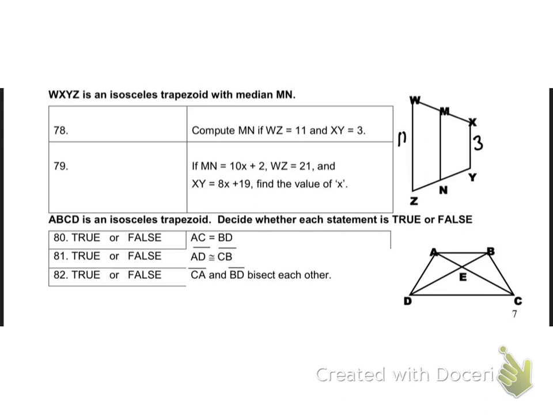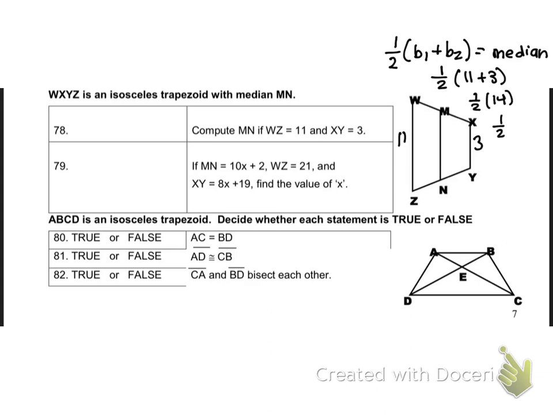Okay, so don't forget we have the mid-segment theorem, or the mid-segment equation, so that's going to be 1/2 times base 1 plus base 2 equals the median, or the mid-segment. It's the same wording. So since I know that, I'm just going to plug in my information. That's just going to be 1/2 times 11 plus 3, so 1/2 times 14, which is equal to 7. So MN in this case is 7.